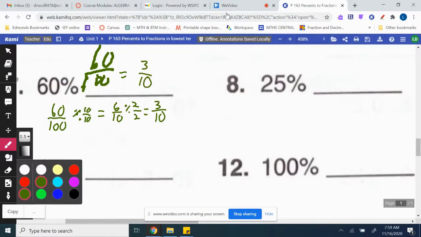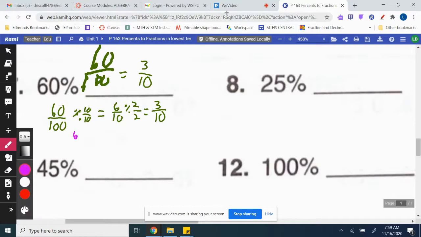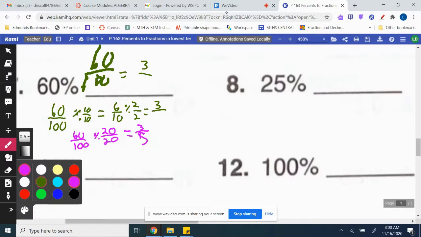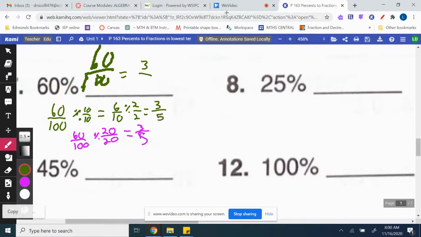Some of you may have said, well, Miss Yvonne, I saw it this way. 60 over 100, and I know I can divide them both by 20. And you're right, you can divide them both by 20, and you would have gotten 60 divided by 20 is 3, and 100 divided by 20 is 5, because I wrote the wrong answer to begin with, because 10 divided by 2 is 5, not 10. So we get 3/5, the same answer.